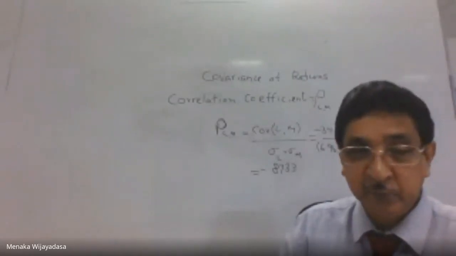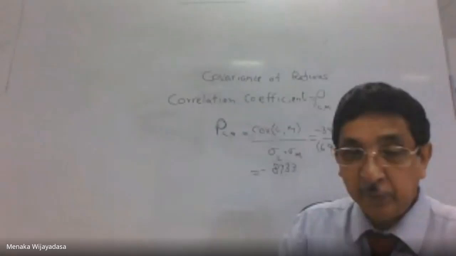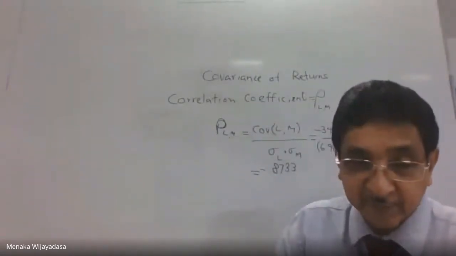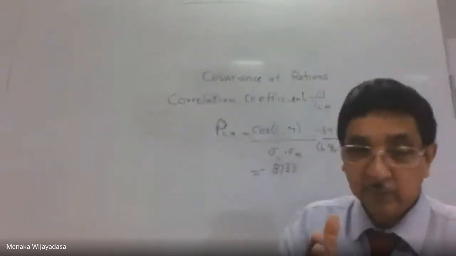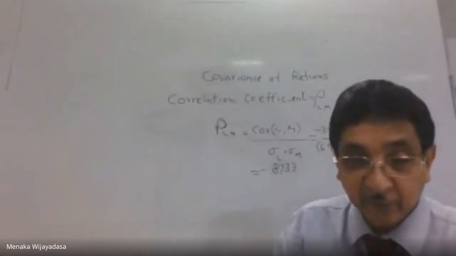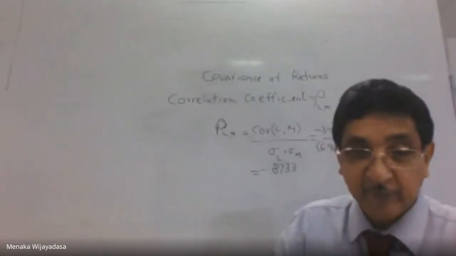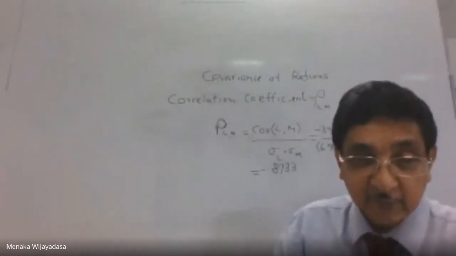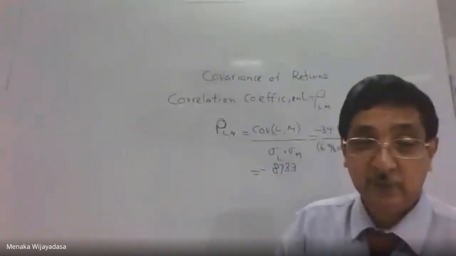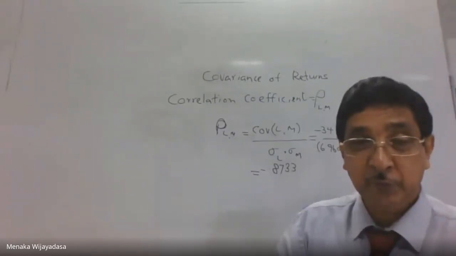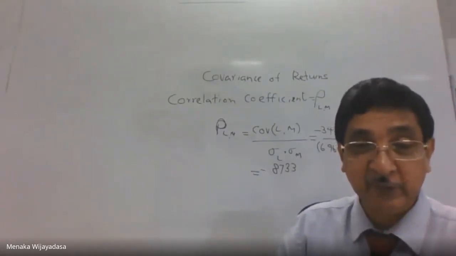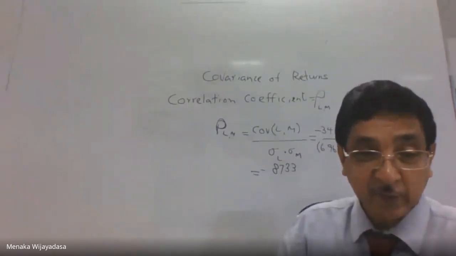Now, you need to make sure that you are very much comfortable with calculating the expected returns, the variance of returns, the standard deviation of returns, then the covariance of returns, then the correlation coefficient of two assets. If you are comfortable with calculating all these things, then you are at a good stand.